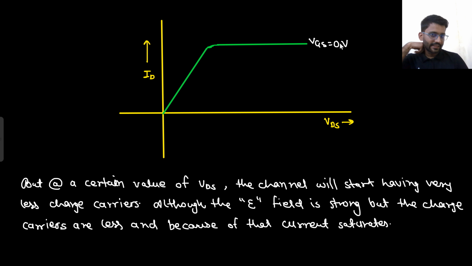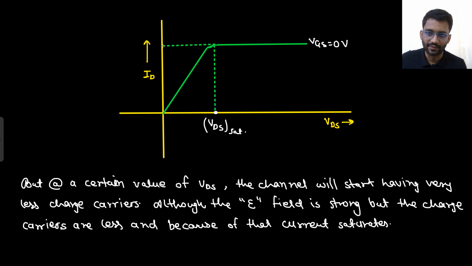Okay, and this all was happening at VGS equals to 0. So first it increases and then it saturates. So at this potential it saturates. This potential is known as VDS set. And this is known as IDSS, saturation voltage, saturation current. I generally write it as ID set. Well and good.